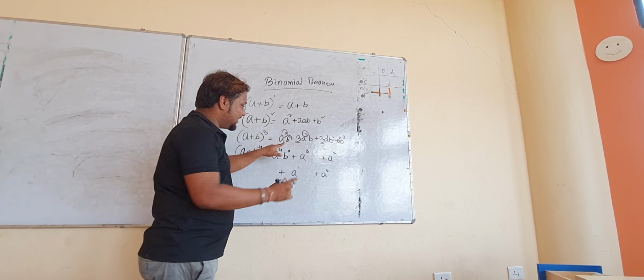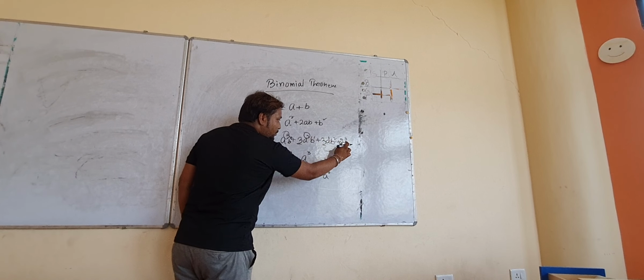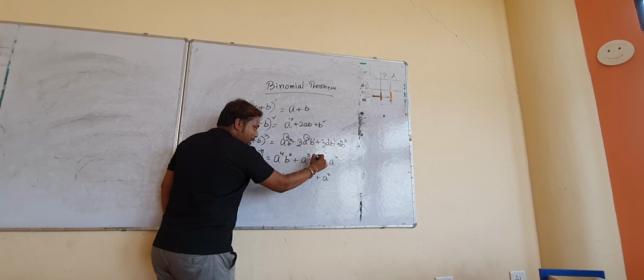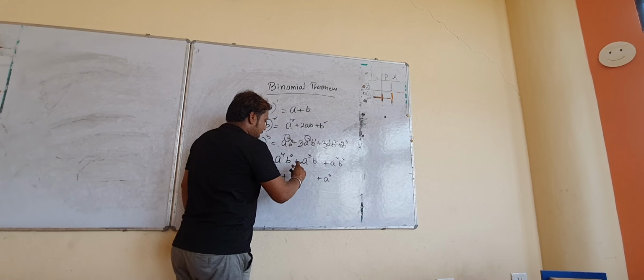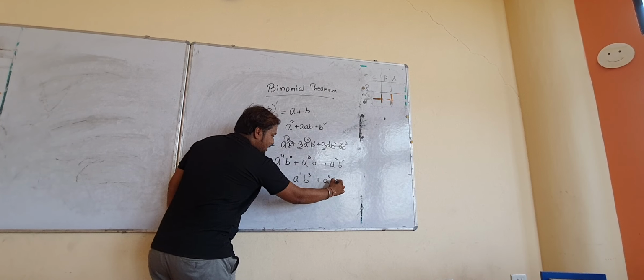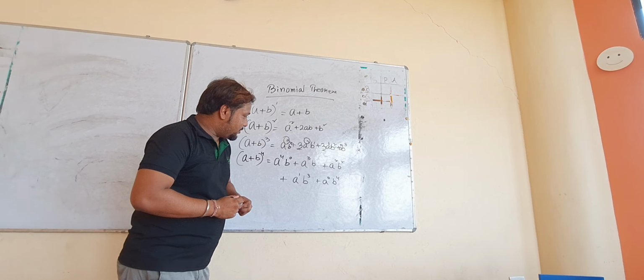It's increasing. Here b power 0, b power 1, b power 2, b power 3, like that. So b power 0 is 1, b power 1 is b, then b squared, b cubed, and now b to the power 4. I hope you have understood, right?